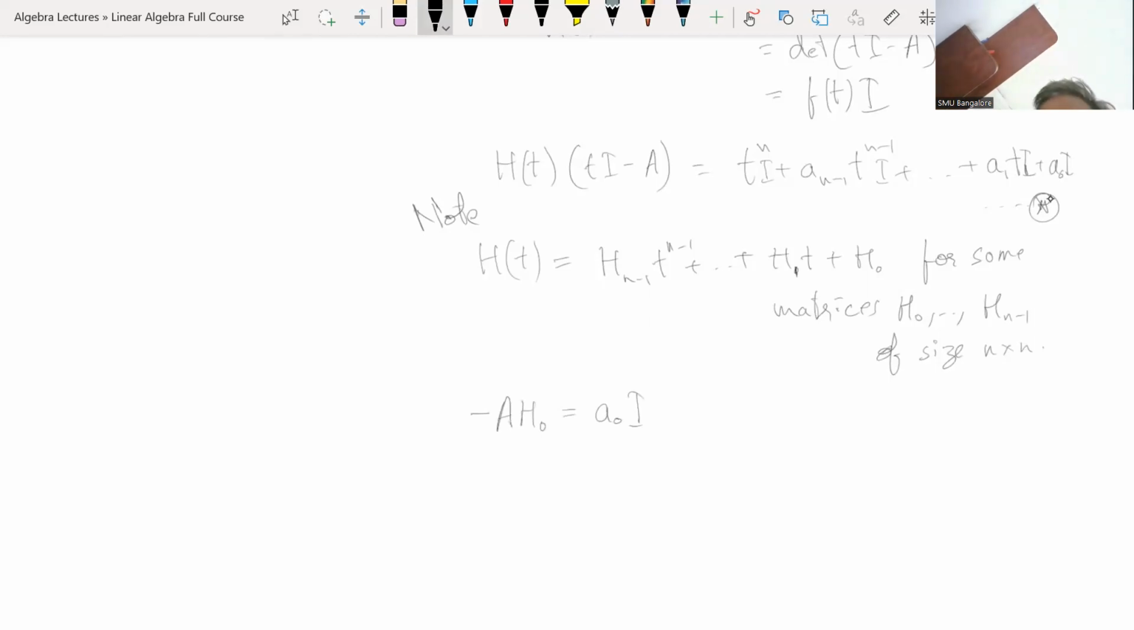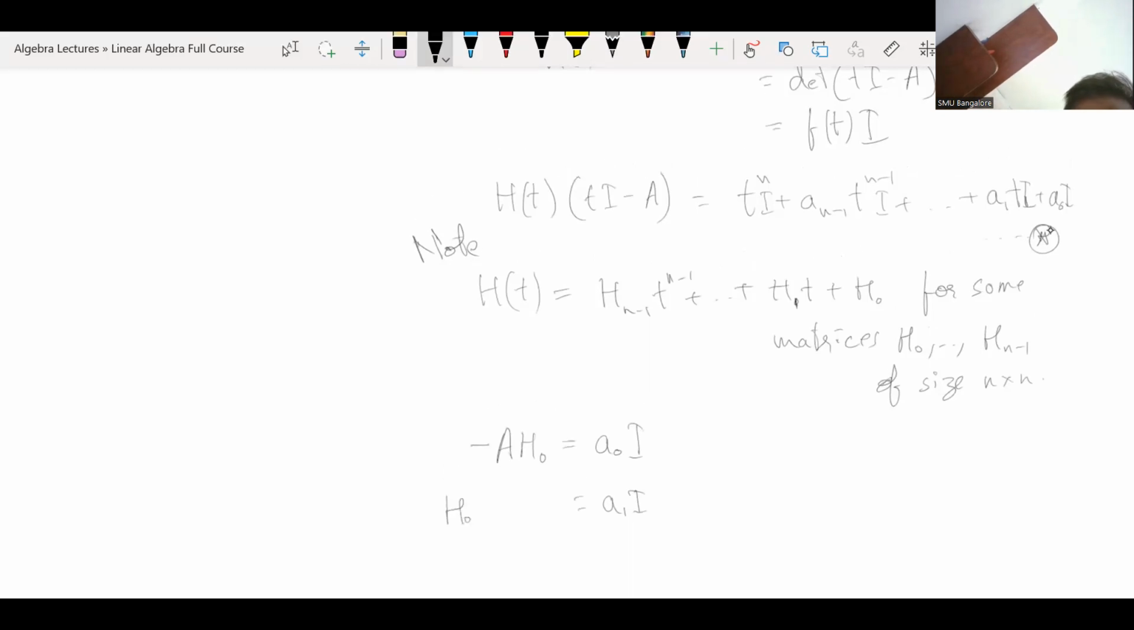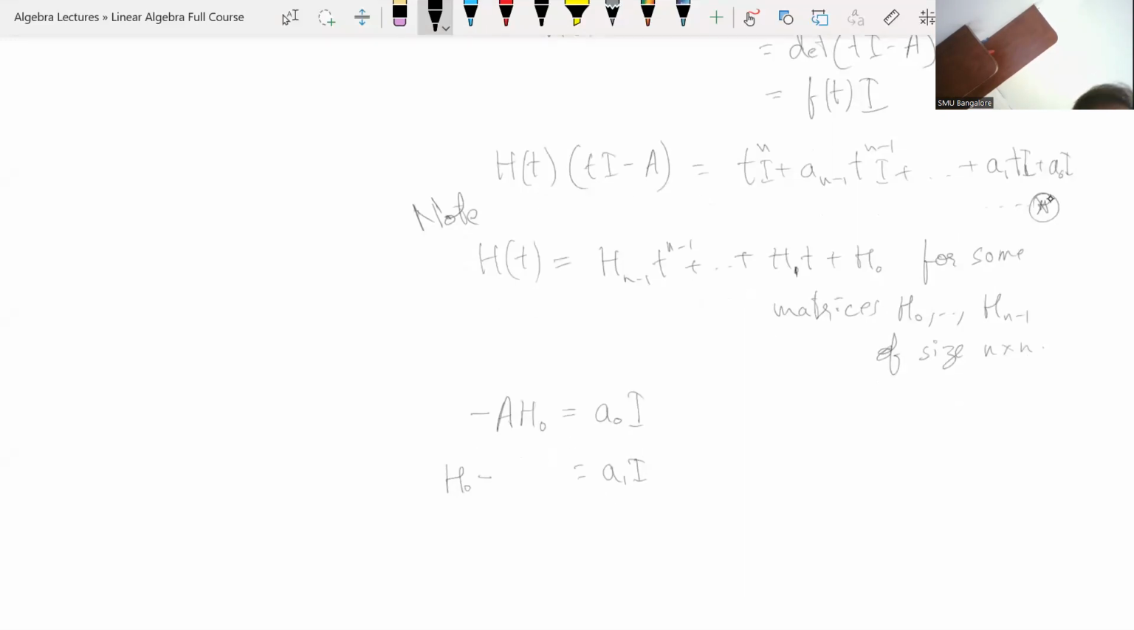And then the coefficient of t. So what will you get if you look at the coefficient of t? The right hand side is just a1 I. And what will be the left hand side? So h1 minus h1 times a, and then plus h naught. So this is h naught minus h1 times a. But we'll have to do it in the right order. So minus h1 a is what I'll do.